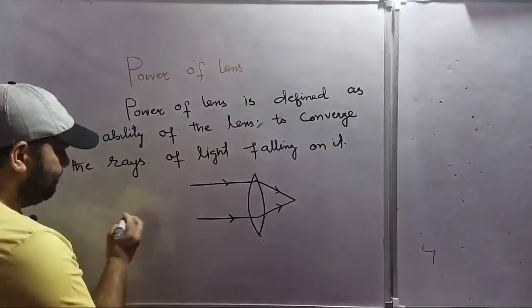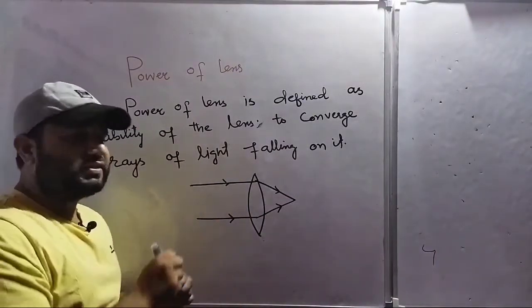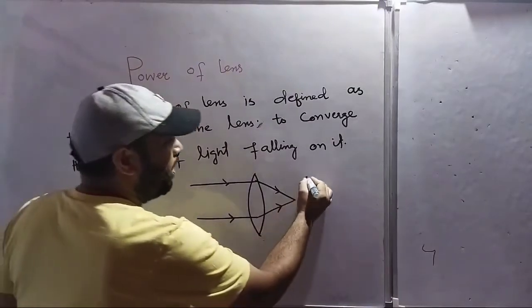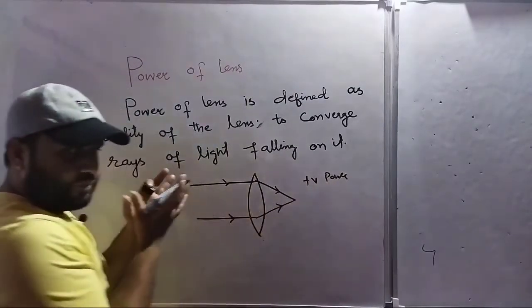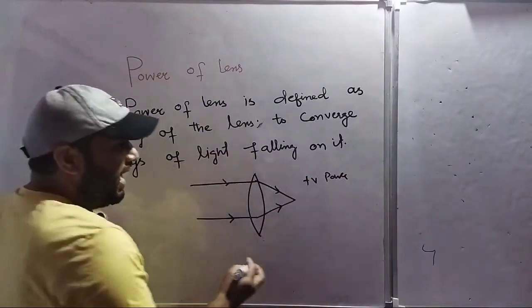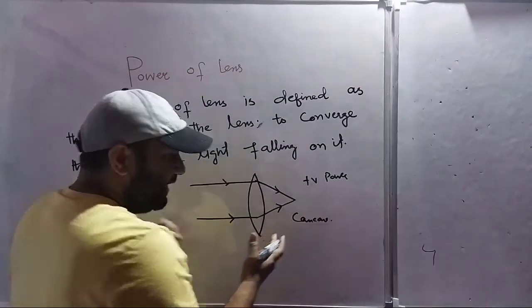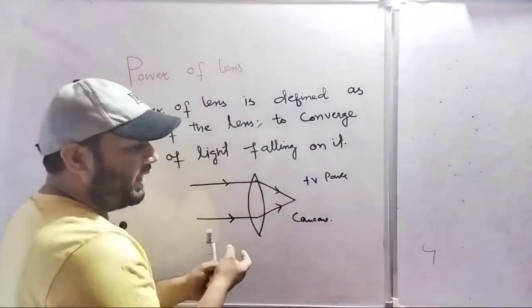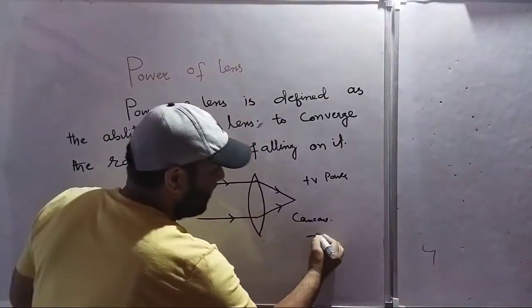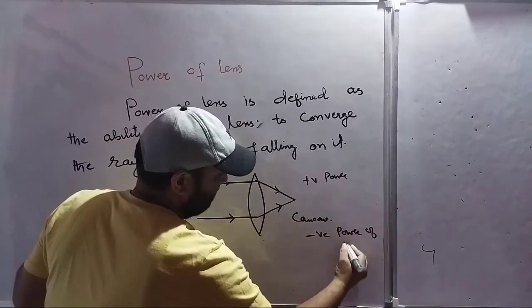One more point, since the convex lens has the property of convergence, it is said to have positive power of lens. Yes, since it has the property to converge the rays. And concave lens has the property to diverge the rays, and that's why concave lens has a negative power of lens.